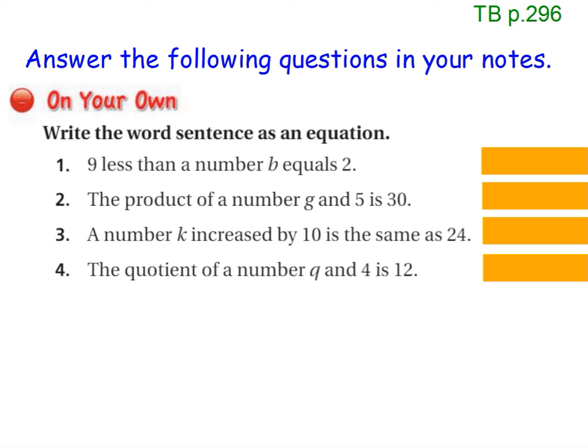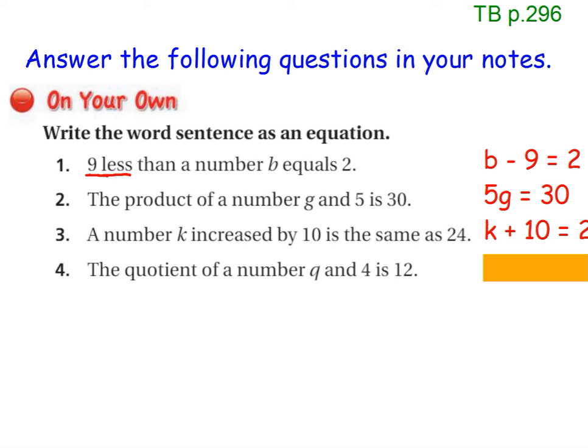Okay, let's take a look at the answers. The first one, b minus 9 equals 2. Please remember that less is a turnaround word. When we're talking about 9 less, it has to follow the variable or the number that we're referring to. Second one, 5g equals 30, or you could have 5 raised dot g. Number 3, k plus 10 is 24. If you had 10 plus k equals 24, that would also be acceptable.